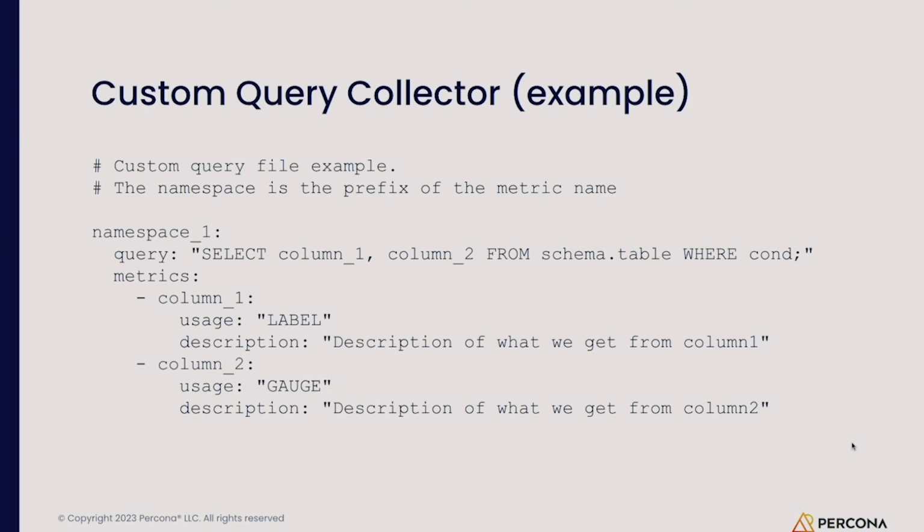So the first line here is the namespace, which is going to be the first part of the metric name, right? So the namespace is going to be prepended to all of the metrics that we collect. And then we have the query. In this case, of course, you can think of it as a template. So it's just select column 1, column 2 from schema table where condition.